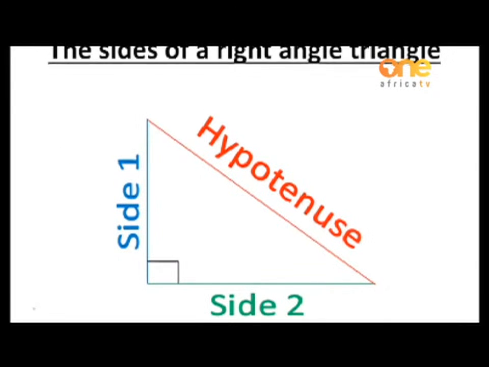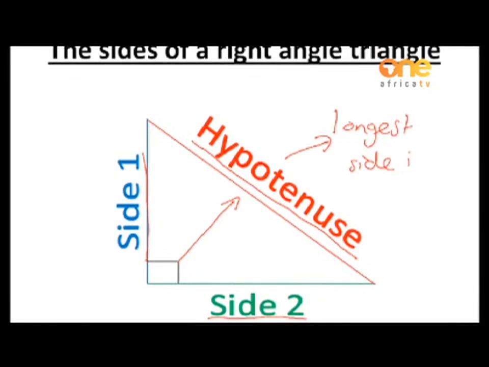So let's discuss the sides of a right-angled triangle. We have side 1, which is over here. We have side 2, which is over here. And then we have the hypotenuse. So now, the important thing is to identify the hypotenuse. It is the side opposite the 90 degrees. It is also the longest side in a right angle triangle.